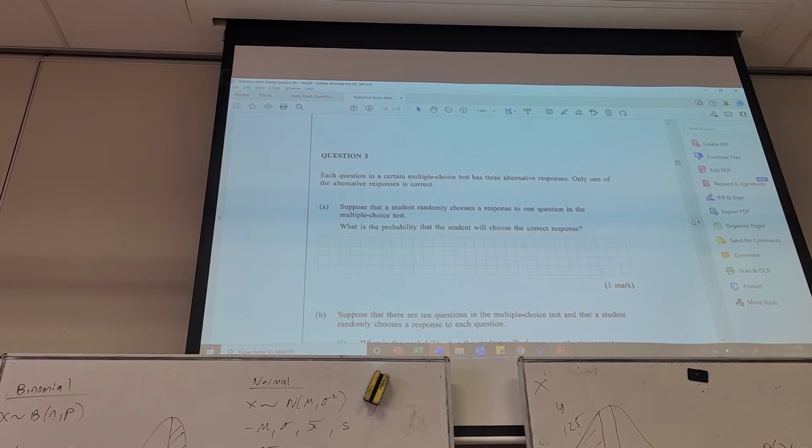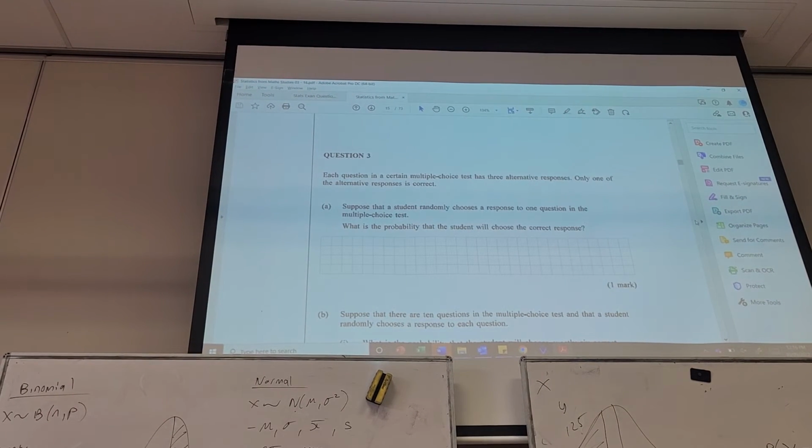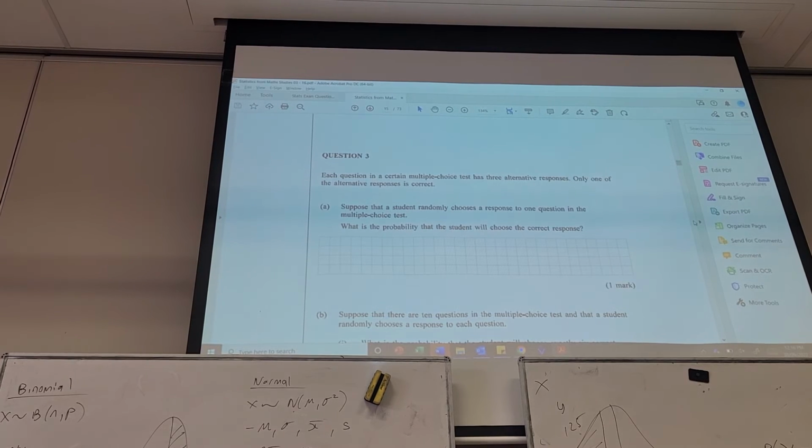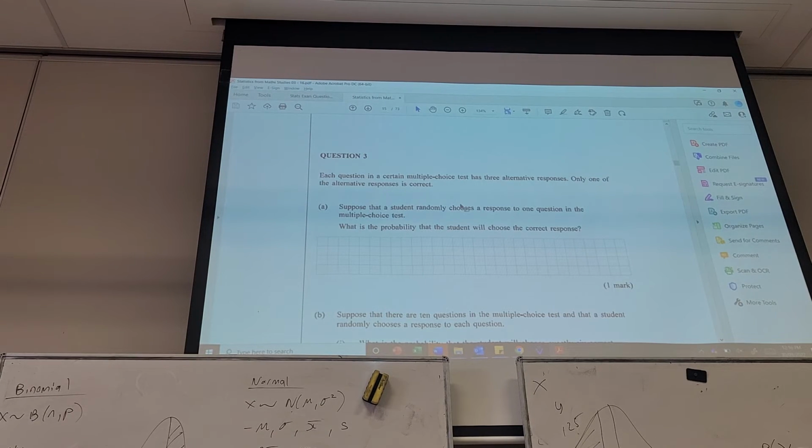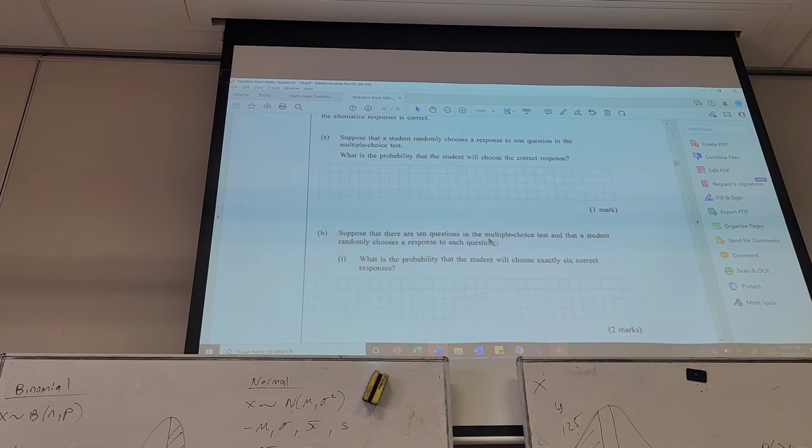So we've got each question in a certain multiple choice test has 3 alternatives. Only one of the alternative responses is correct. Okay, dichotomy. Answer is either right or wrong. Suppose that a student randomly chooses a response to one question. What's the probability that they're going to choose it correctly? Well, 1 out of 3. So there's 3 possibilities. Only one of them is true, so the probability of it being true if they select it randomly is 1 out of 3.